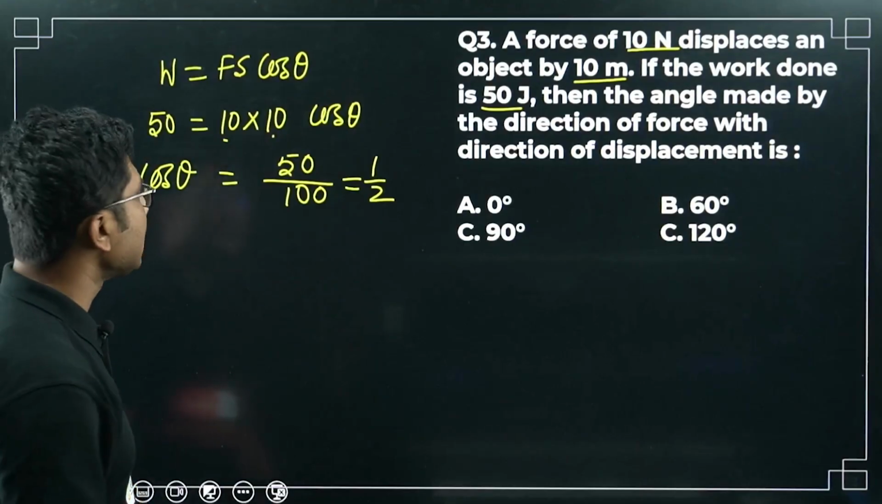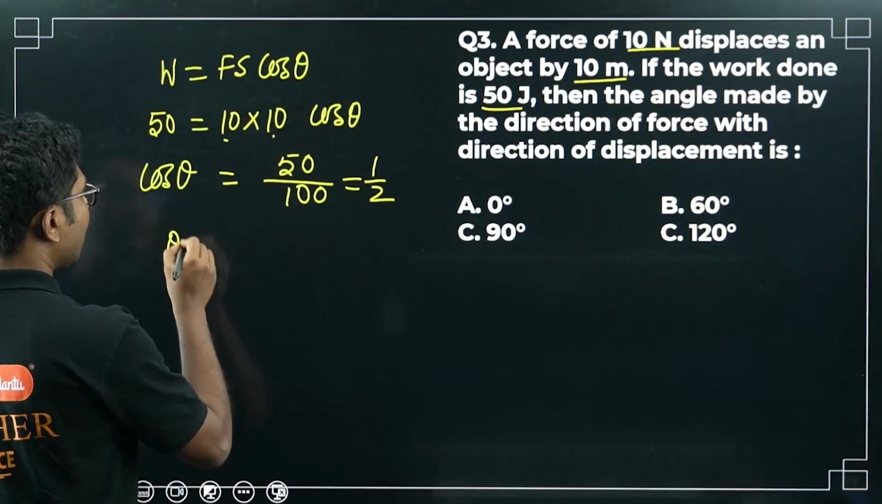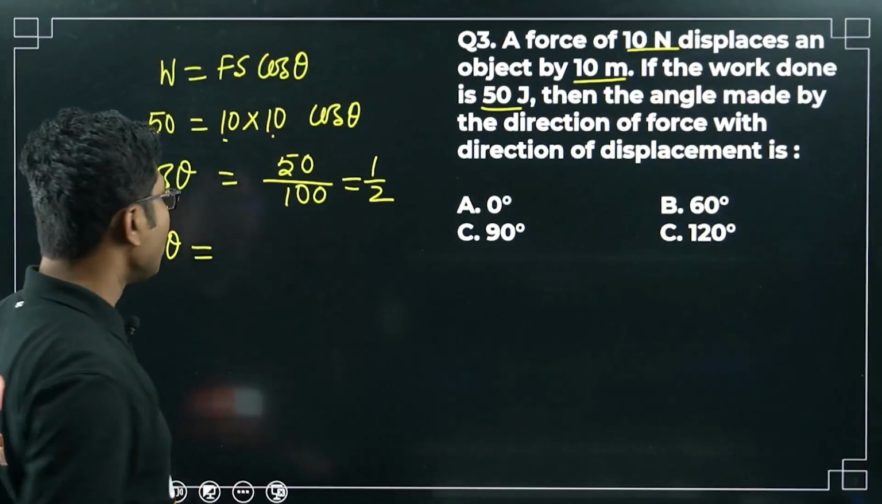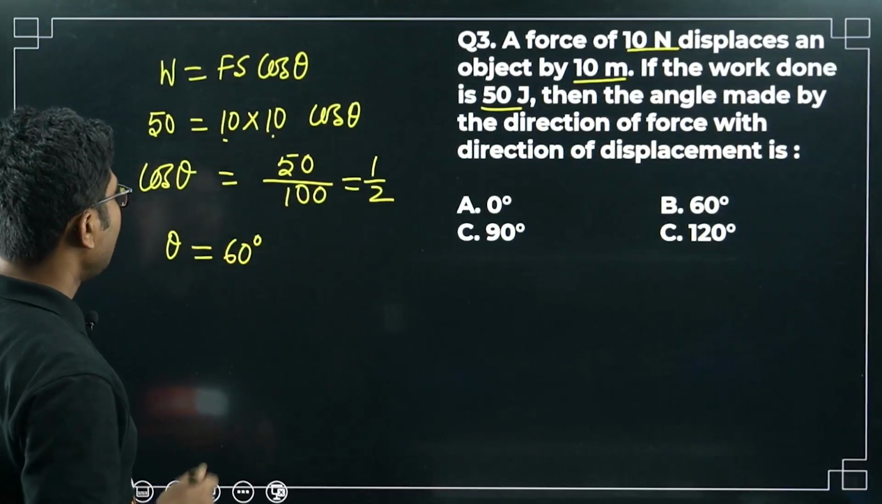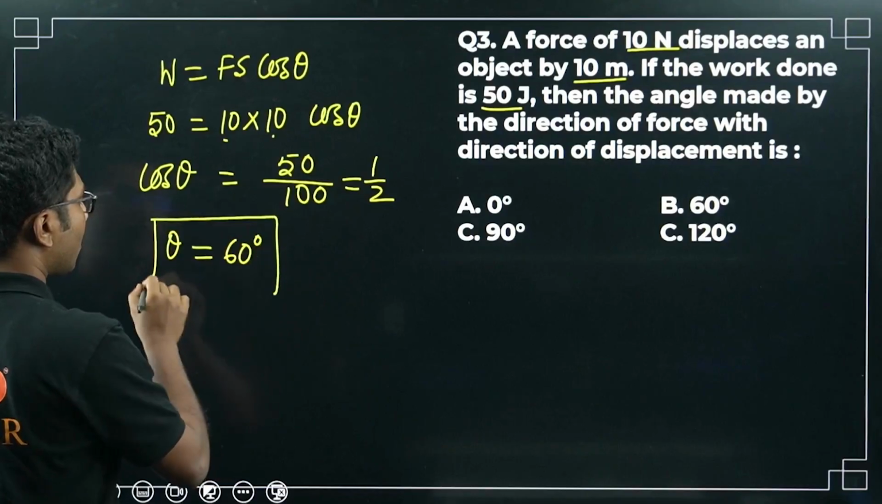Now if cos theta is 1 by 2, then what is the value of theta? So the value of theta should be equal to 60 degrees. Right? So I hope you remember the cos table.